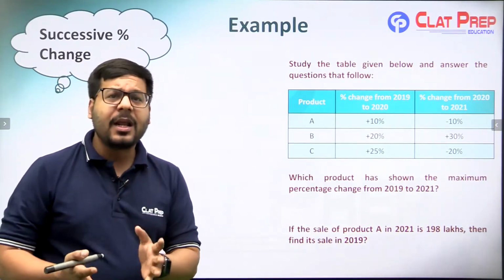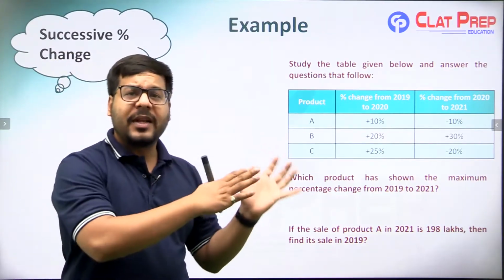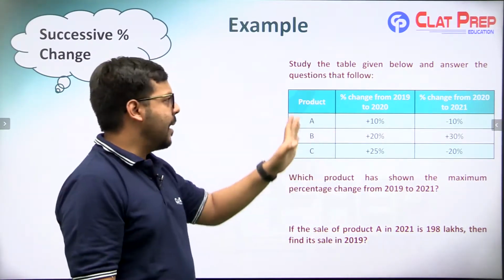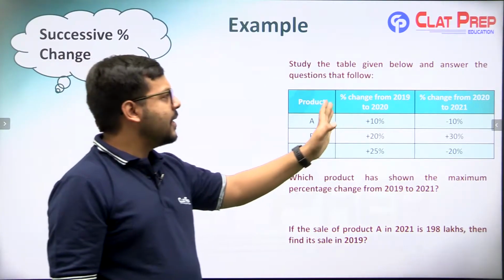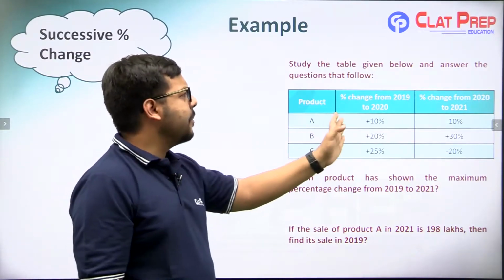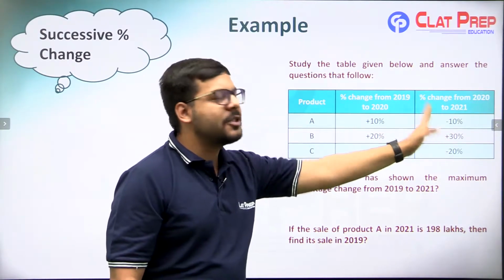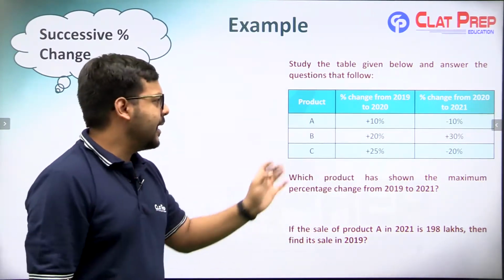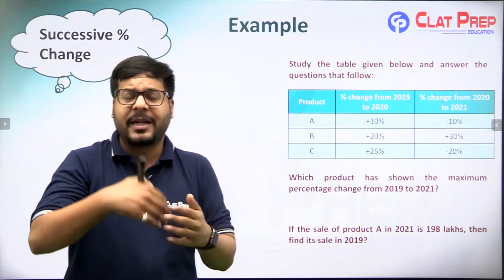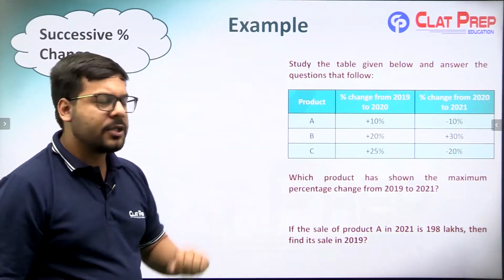What if the similar concept is being used in data interpretation? There have been numerous examples where instead of giving the values, the percentage changes regarding various aspects are given in data interpretation. For example, there are 3 products A, B and C, and the percentage changes are given from 19 to 20. Let it be production or sale or anything, that the percentage change from 19 to 20 is plus 10 and then from 20 to 21 is minus 10. So I've given the data in terms of percentage. For B it is plus 20 and minus 30. Obviously the plus sign shows that the aspect has increased, and the minus sign shows that it has decreased.